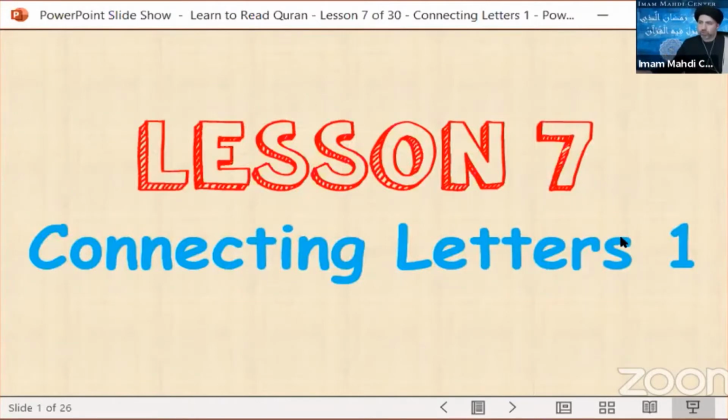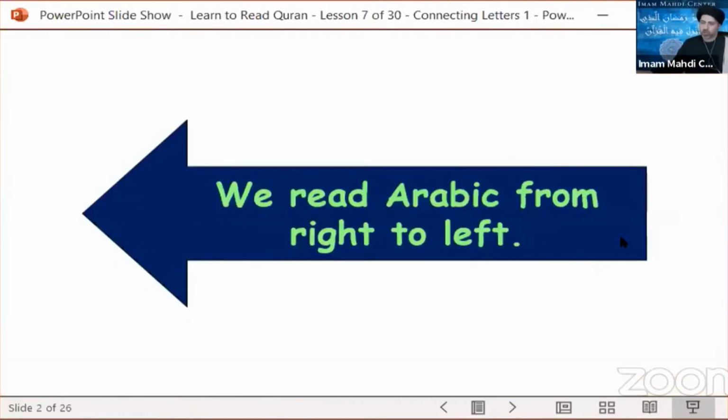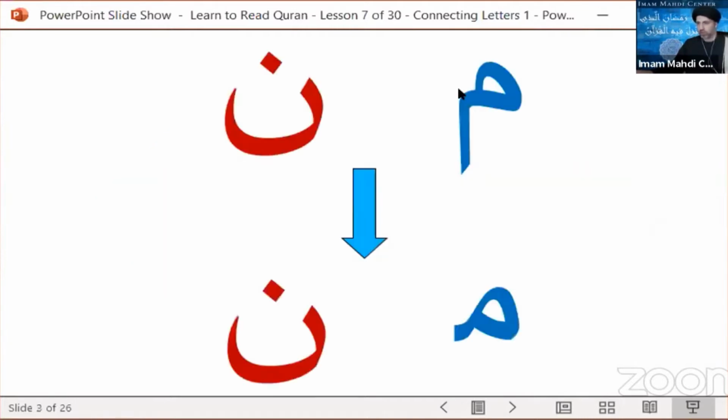And of course, first it's important to remember, as we mentioned before, that we read Arabic, we read the Quran from the right side of the page to the left side of the page. So that is how we're going to start writing. We write from the right towards the left. So here we have our first word. We have this letter meem and we have a letter noon.